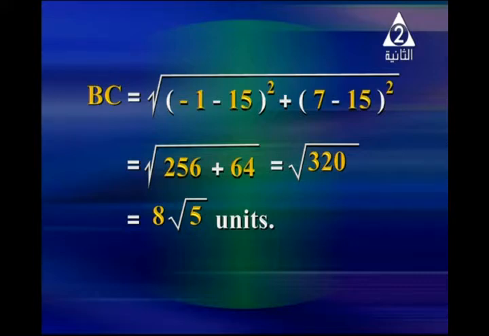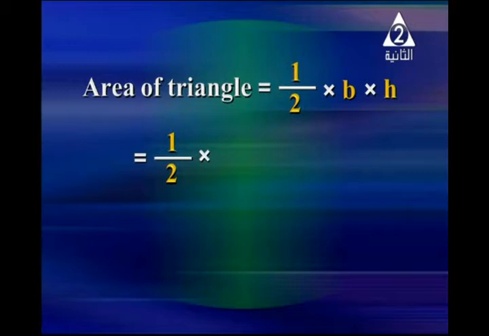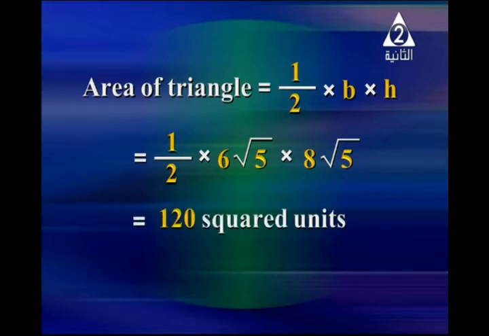Now, can you find the area of triangle? Yes, area of triangle equals half times base times height. So it is half times 6 square root 5 times 8 square root 5 to obtain a result as 120 squared units.